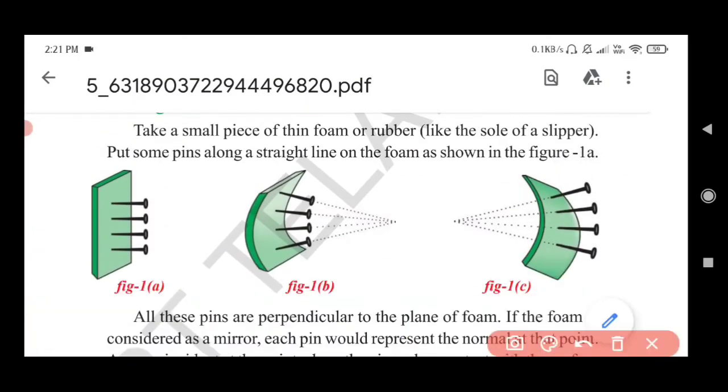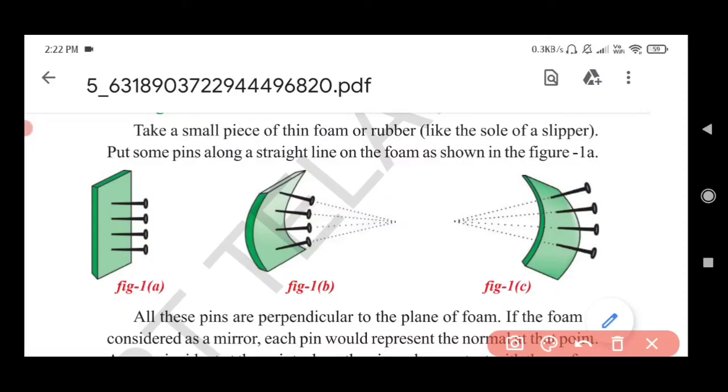So I have attached pins here, and these pins are perpendicular to the foam rubber, meaning making 90 degrees with the rubber or foam, you can say. Now with the help of my fingers, I have bent this foam rubber into a curved shape, and these pins are directed this side, and you can see their heads are directed towards a particular side, and they seem to be merging at a particular point here.